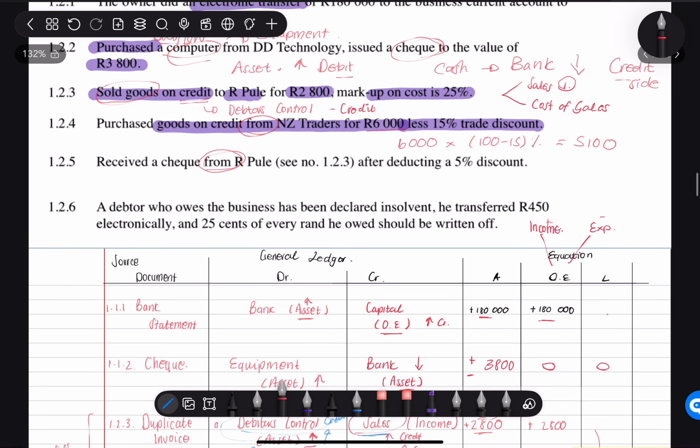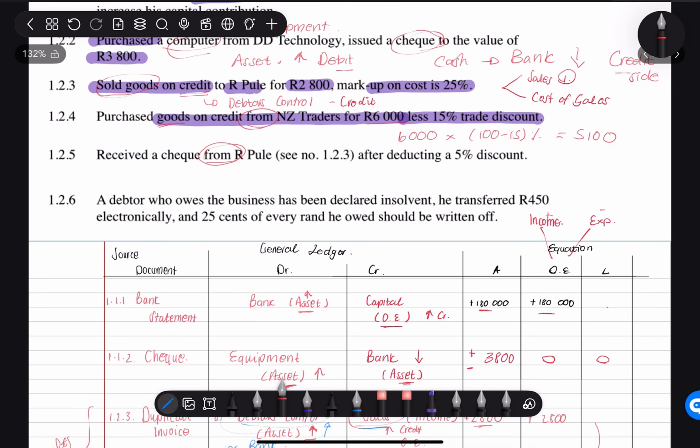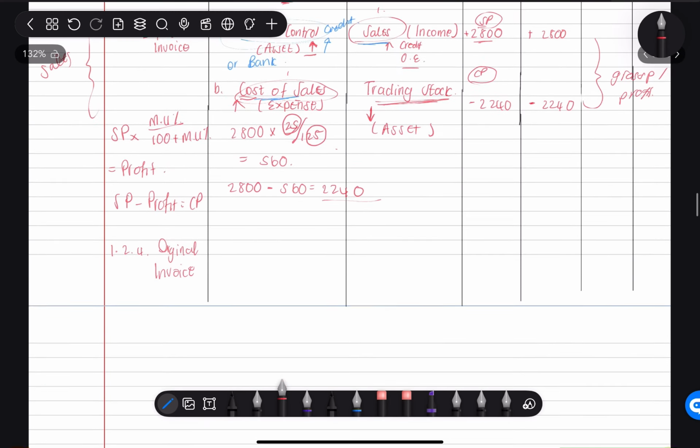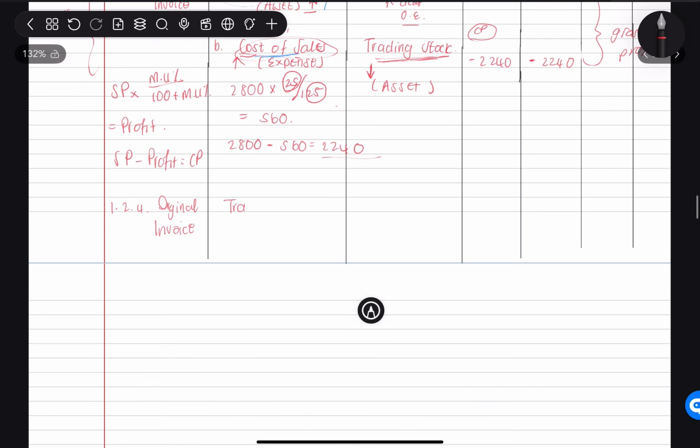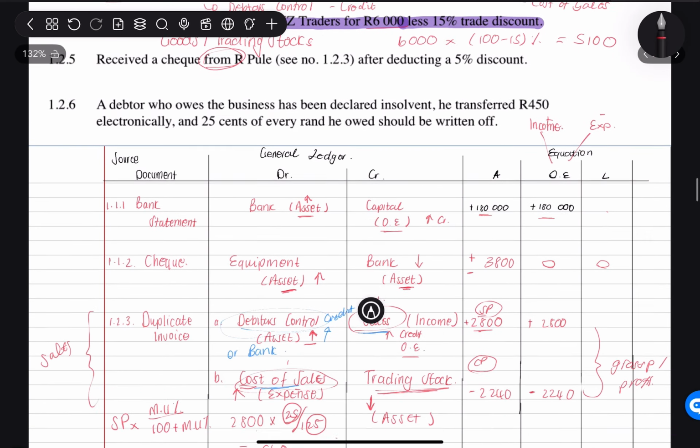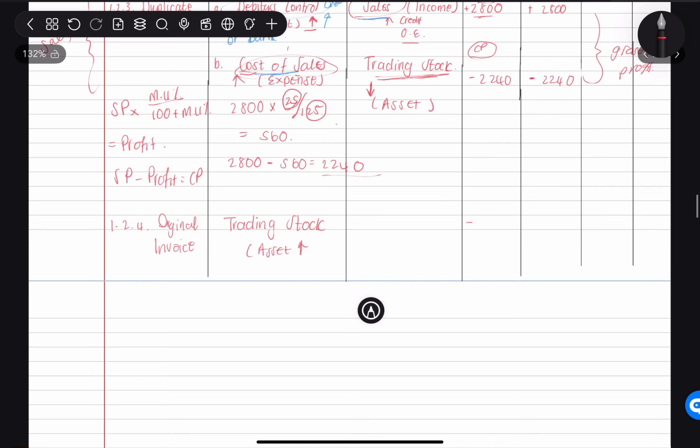Okay, so let's think about it. We bought goods on credit, so we are getting goods. So we say goods or trading stock, because that's what we refer to goods as. So we've got trading stock, which increases on the debit side. Trading stock is an asset, which is increasing. So we can go put our amount, plus 5,100.